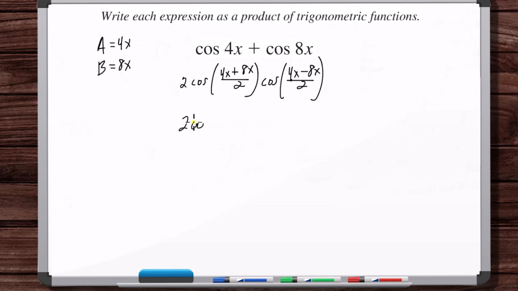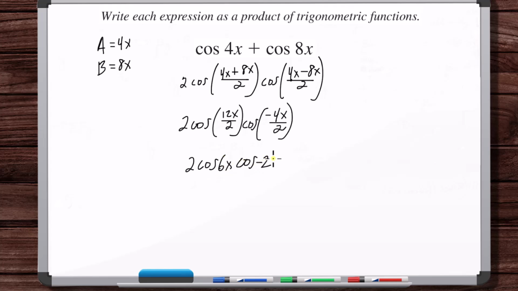Okay, 2 cosine 12x divided by 2, cosine minus 4x divided by 2. Okay, so that's 2 cosine 6x cosine minus 2x. Cosine's an even function, so cosine minus 2x is just cosine 2x. So 2 cosine of 6x cosine of 2x.